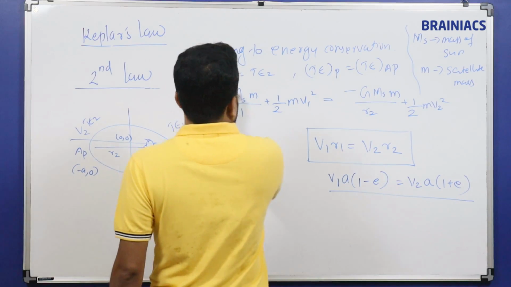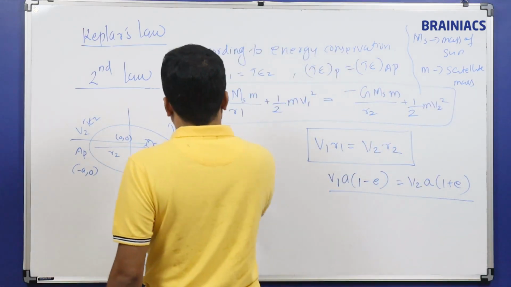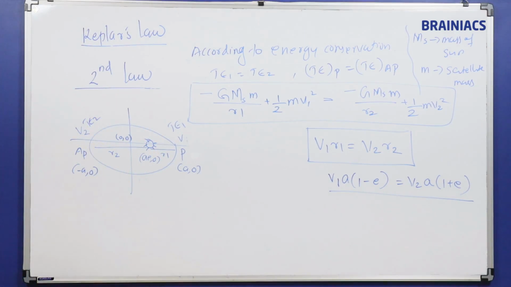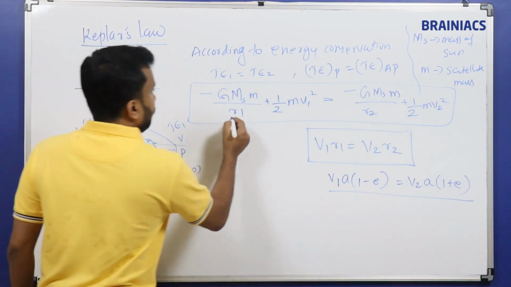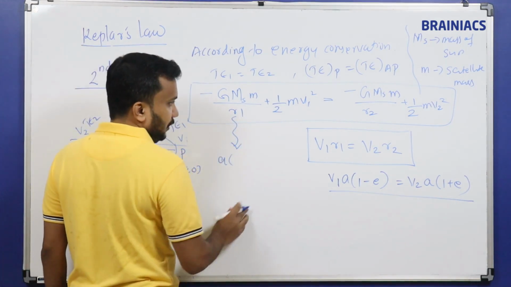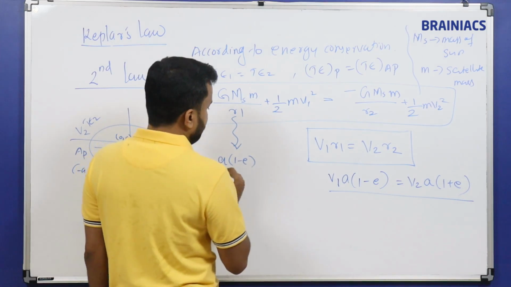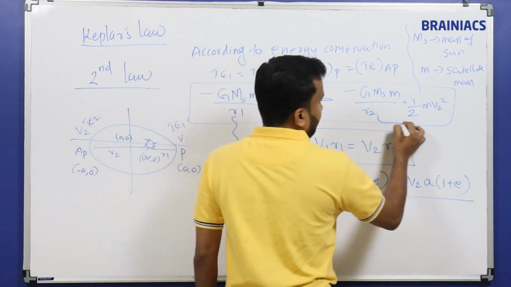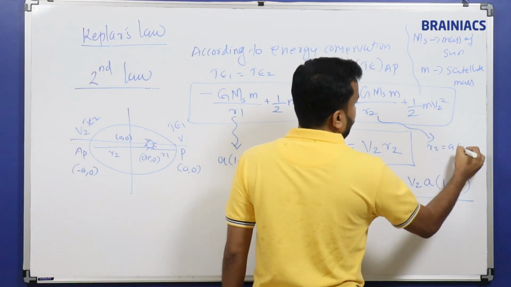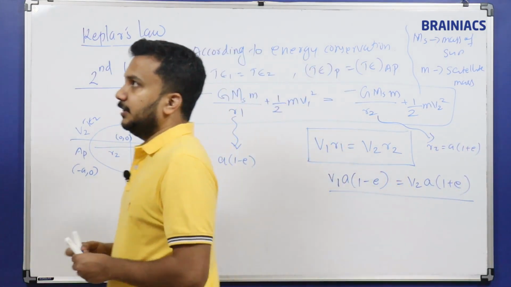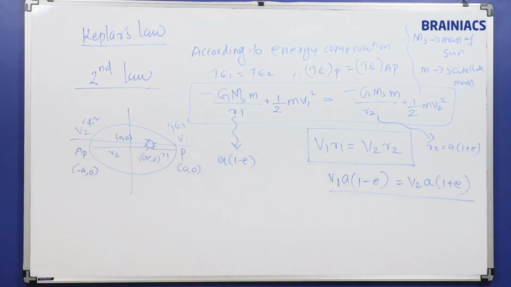You can just remember this relation, or understand it in terms of the previous one. You can simplify here also for R1. What is R1? R1 equals A into 1 minus E, which we have already written. R2 we already know, R2 equals A into 1 plus E. You can substitute this in the formula if eccentricity is given in the question, else you don't have to do this. So perihelion and aphelion, hope it is clear to you.